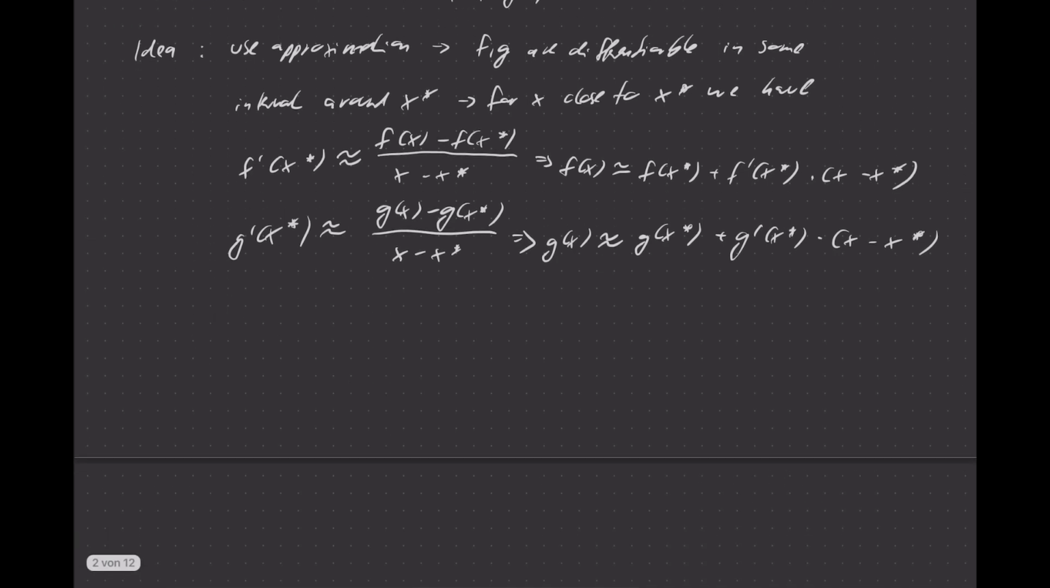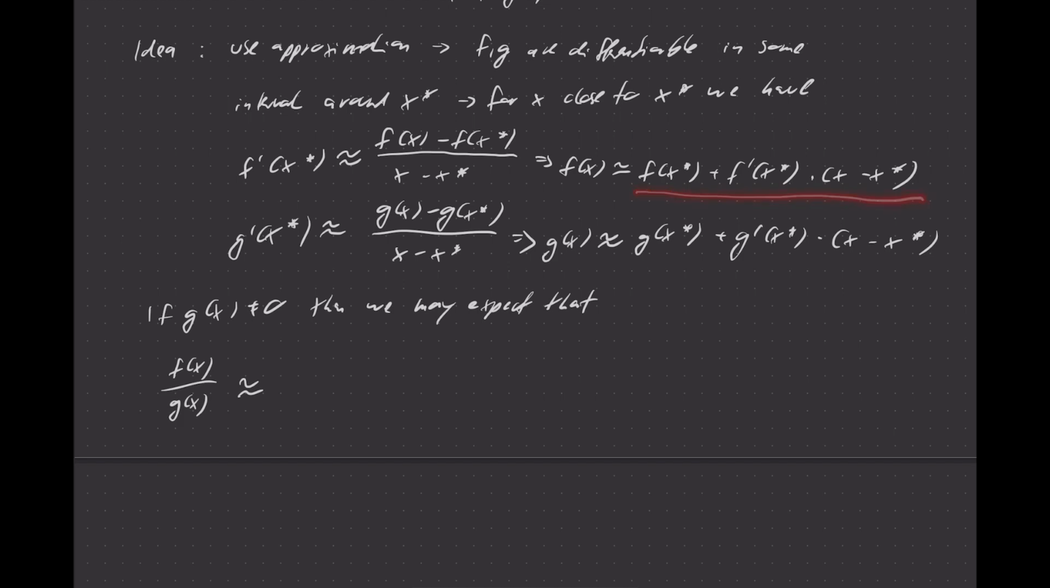Now let's say g prime of x star is not 0. Then we can have a look at the ratio of f of x to g of x, if g of x is not 0. We may expect the following. We look at f of x over g of x, and that is approximately equal to, let's take these approximations here: f of x is approximately equal to this, and g of x is approximately equal to that.